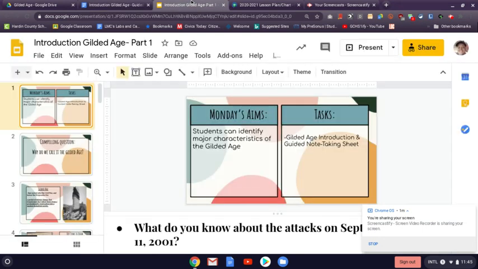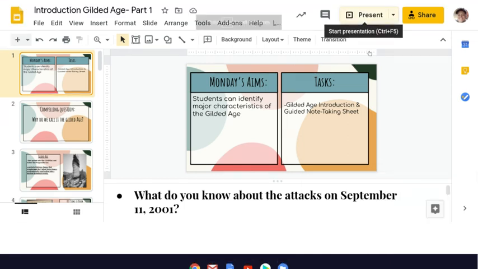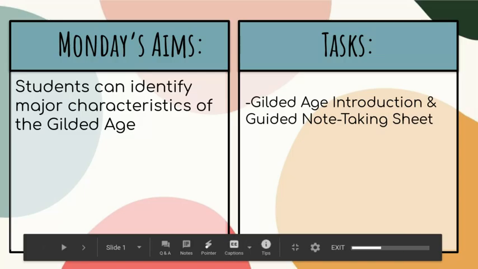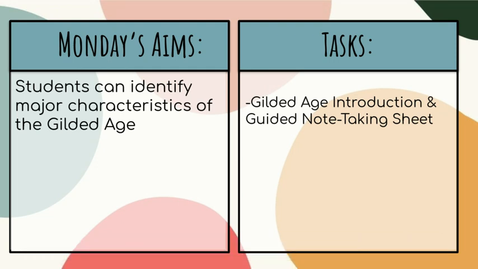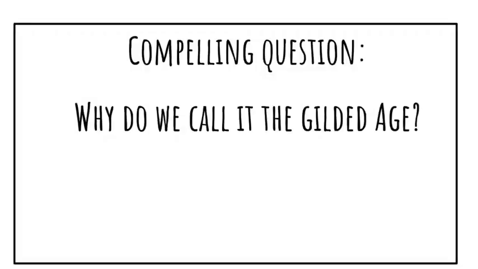So let's go ahead and get started with today's presentation. Our objectives, as soon as they load. Students can identify major characteristics of the Gilded Age. So we got 2 tasks today: watch this video and do the guided note-taking sheet while you're watching the video.